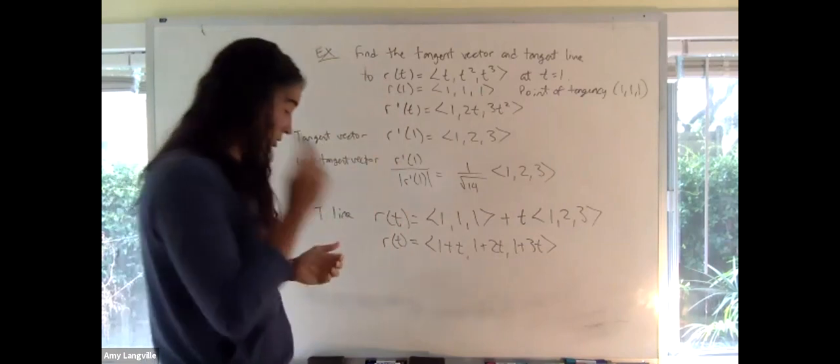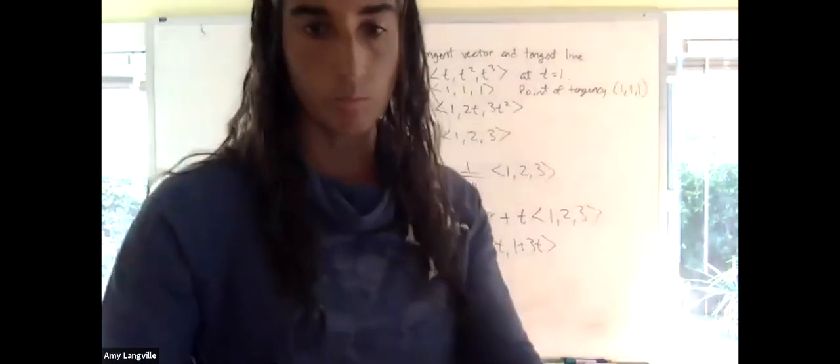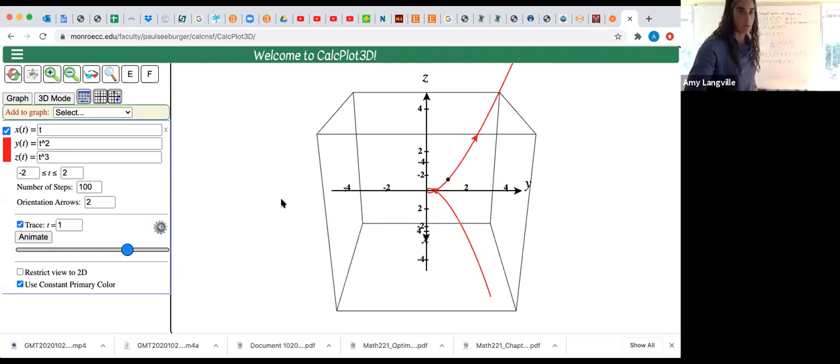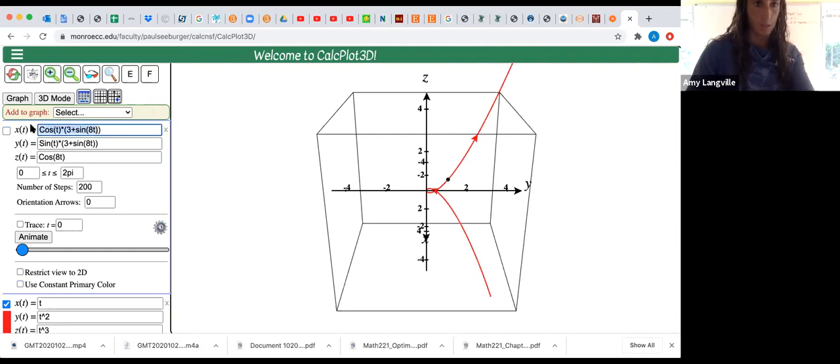Now let's check if what we see in our mind's eye makes sense with our tech tool. Okay, back to our twisted cubic, and let's add our tangent line. That's another space curve. So change the preset 1 to 1 plus t, 1 plus 2t, 1 plus 3t. And let's just say from -4 to 4.